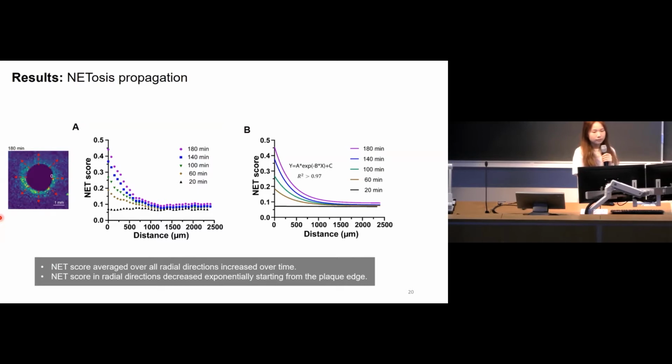After 20 minutes, it showed a radially decreasing NET score distribution, moving away from the NET plaque. And this propagation profile showed a strong fit in an inverse exponential model, as shown in figure B here. We also found that after 140 minutes, the growth of the NET score decreased, which suggests a self-limiting mechanism.